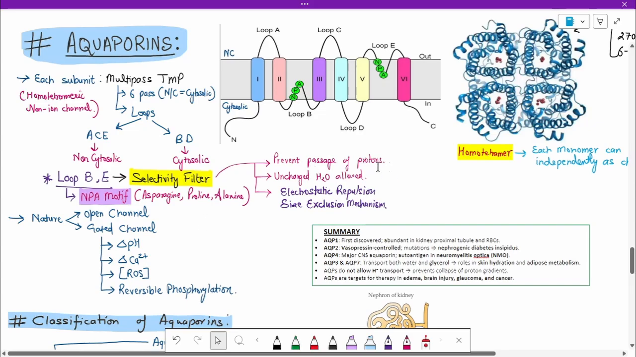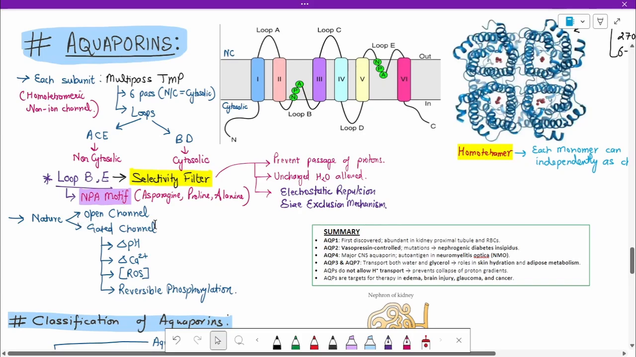They prevent passage of protons. Protons are small in size, they can easily leak out, so these specific amino acids prevent that from happening. They only allow the transport of uncharged water molecules, and they form a barrier with electrostatic repulsion, and they also have some sort of size exclusion mechanism. So this was the importance of this NPA filter on loop B and loop E. You need to know this.